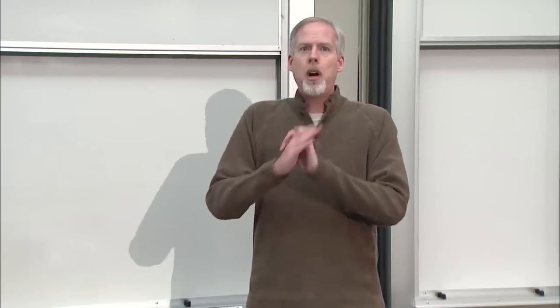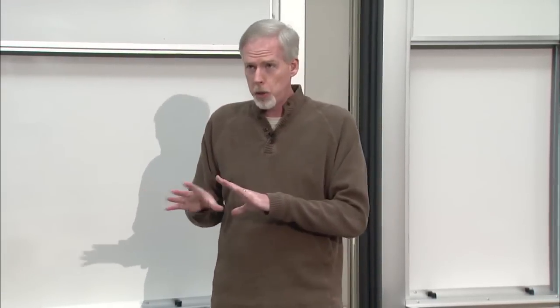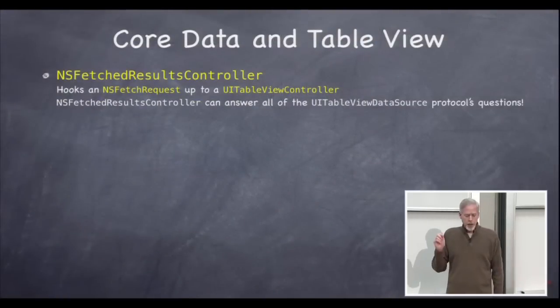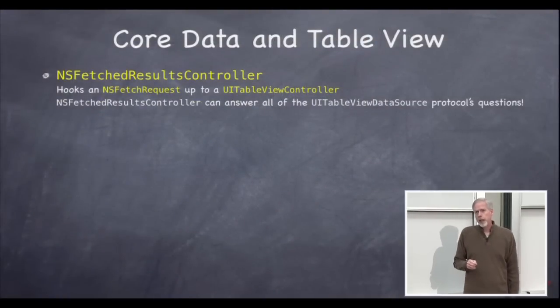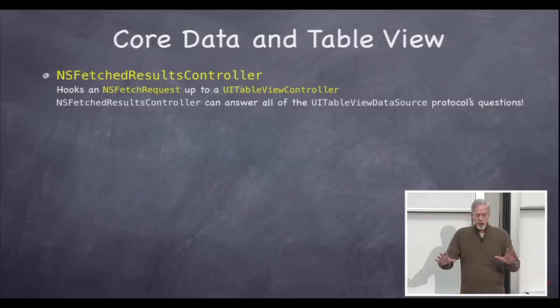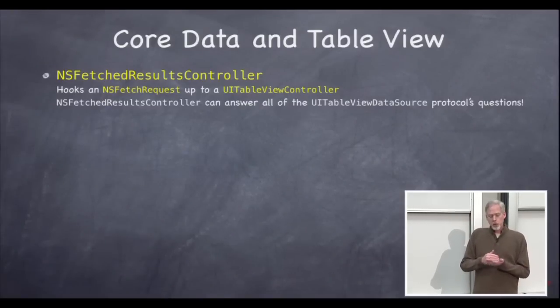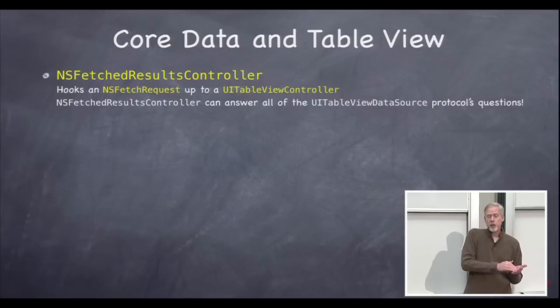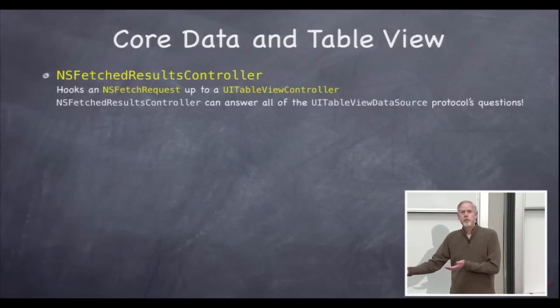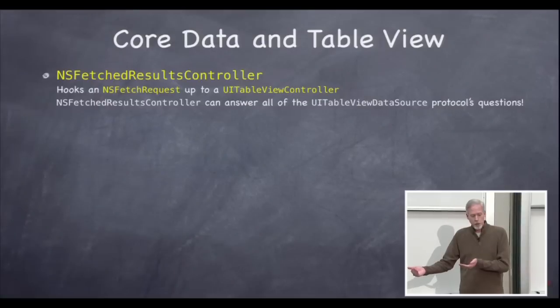Okay, now on to another topic here, which is Core Data and table view. There is a very important class in iOS called NSFetchedResultsController. Okay, it is not a view controller. It is a controller that controls fetched results and how they get communicated to a table view. So it's an NSObject, this NSFetchedResultsController. That confuses people sometimes. But all NSFetchedResultsController does is hook up an NSFetchRequest, hopefully you remember that from Tuesday's lecture, to a UITableViewController. Okay? And it hooks it up in a really powerful way.